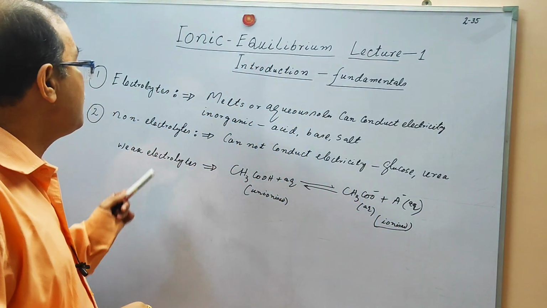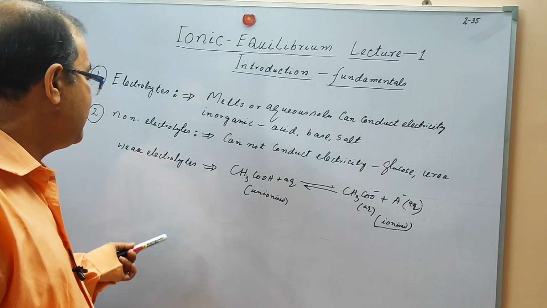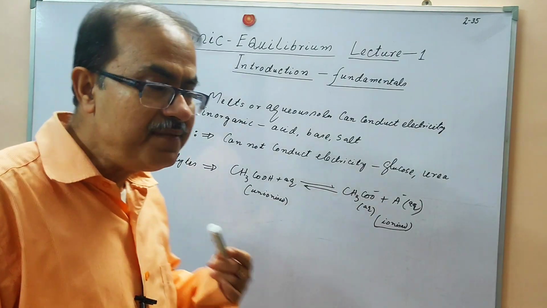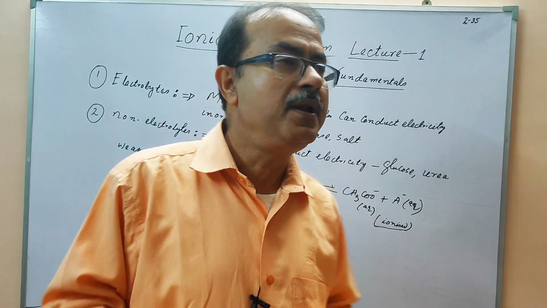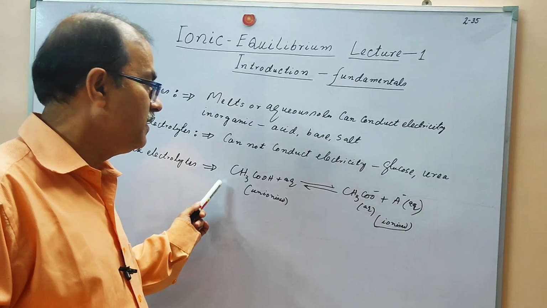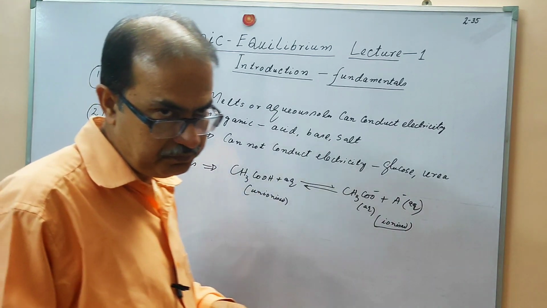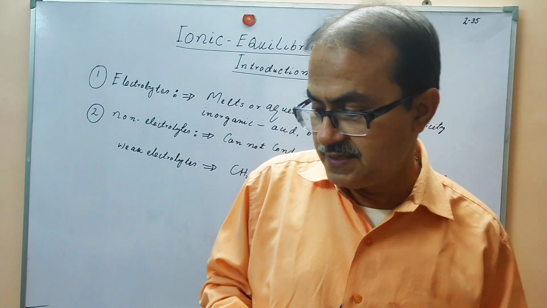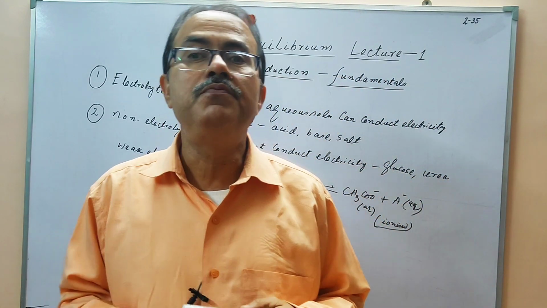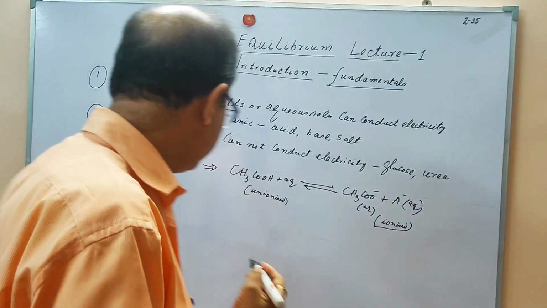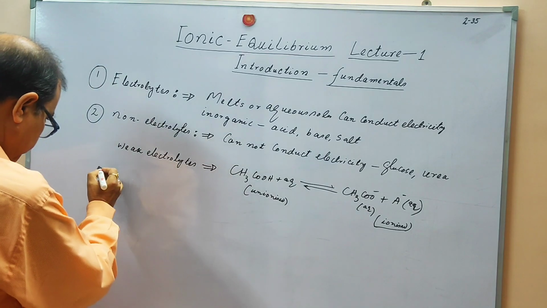So now we understand what electrolytes, non-electrolytes and weak electrolytes are, and that the equilibrium is normally established for the weak electrolytes. Now we are going to discuss the degree of dissociation. What do we mean by degree of dissociation?